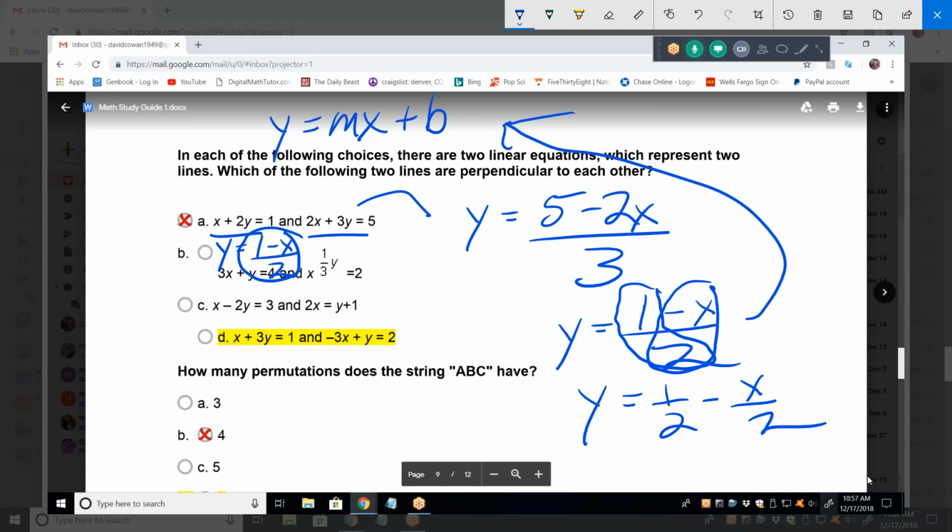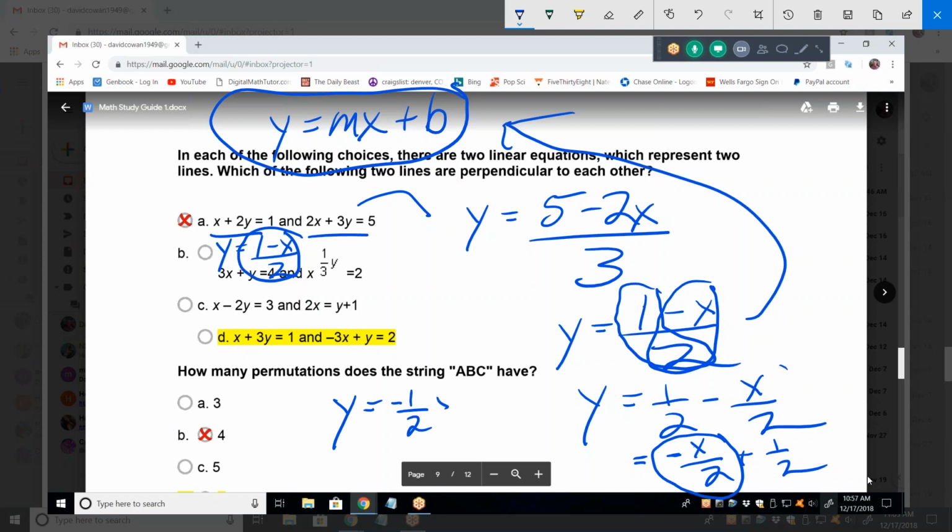Okay? Now, I can rewrite the positions of these. I don't have to leave it in the number first and the variable second. So I'm going to rewrite it as minus x over 2 plus 1/2. Now I'm getting closer and closer to this format. The last thing I have to do is y equals, well, this negative x over 2 is actually the same as negative 1/2 times x. And that's important to know also.